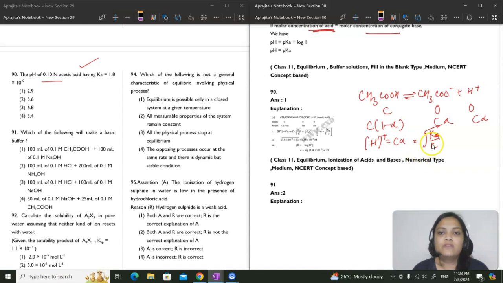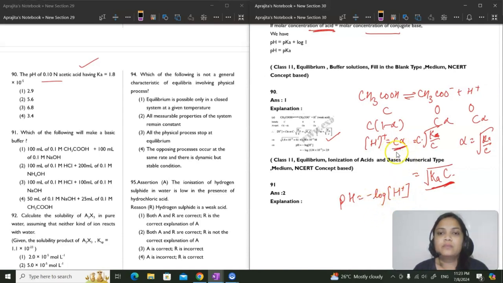So just put the values here, because you know alpha is equal to under root of Ka upon C. So C into under root of Ka upon C comes out to be under root of Ka into C. Ka into C, the concentration, is given. So put the values here, and from there pH will be equal to minus log of H plus.